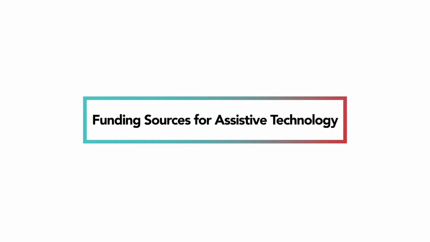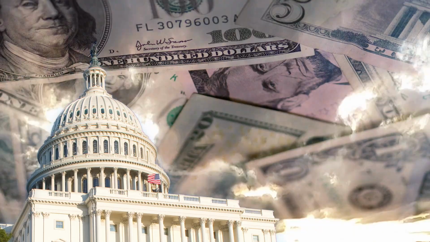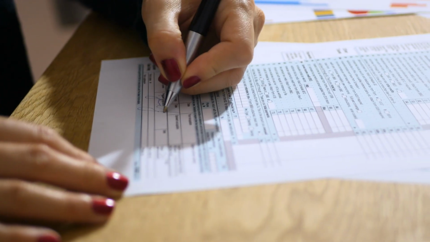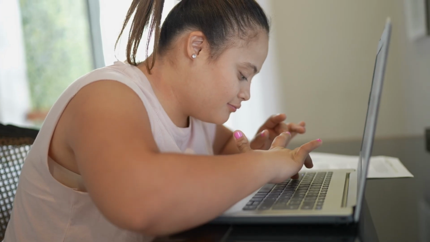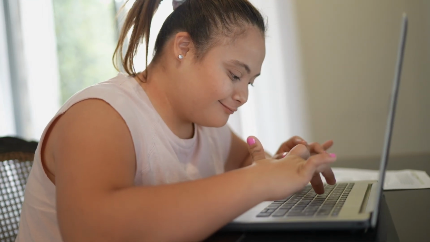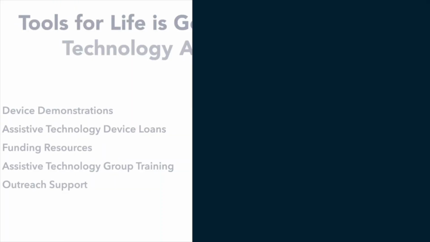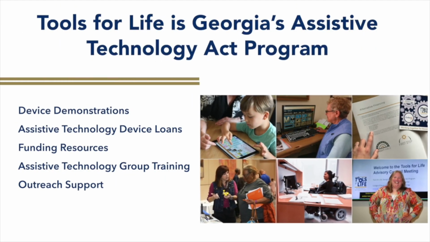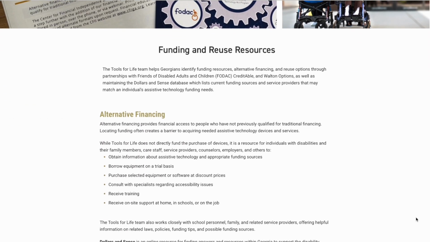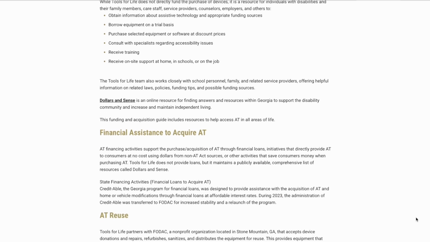Funding sources for assistive technology. In addition to state and local funding for early intervention, special education, and related services, teams can identify federal funding sources for AT under IDEA Parts C and B. Once individuals transition from the public education setting, funding can be a barrier to obtaining additional assistive technology equipment and services. Agencies like Tools for Life, Georgia's Assistive Technology Act program, can help individuals locate additional funding sources. Tools for Life offers a funding guide that can outline resources such as loans and AT reuse options.